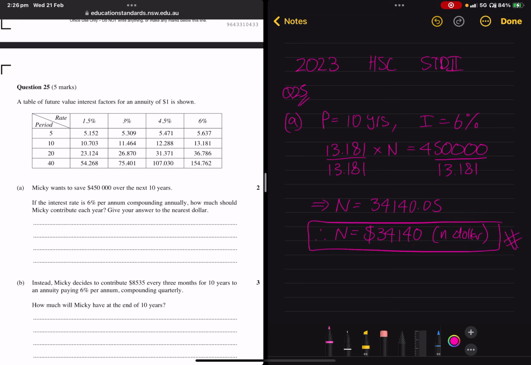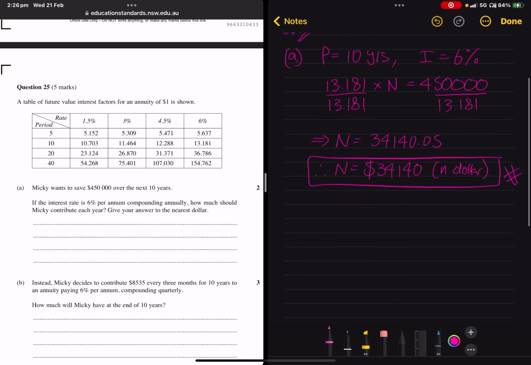Now part B says instead Mickey decides to contribute $8,535 every 3 months for 10 years with an annuity paying 6% per annum compound quarterly. How much will he have? Well, now we're going to have a different value from the table. So the number of periods will no longer be 10. The number of periods, P, will be 10 times the number of quarters in a year, which is 4. This will be 40, and this will be 40 quarters.